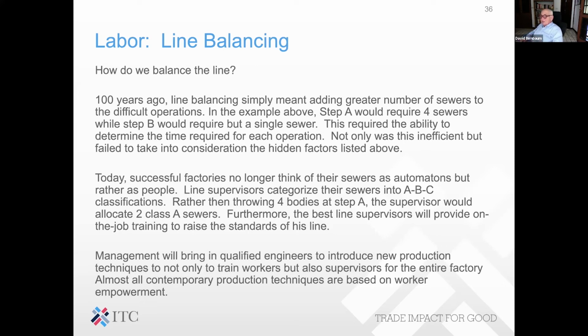Today, the factory no longer really should be interested in the number of bodies. The supervisor, the factory has to understand you're dealing with people. Once you realize you're dealing with people, you can understand that some people have better abilities than other people. In a factory, generally speaking, you have A class, B class, and C class workers. A C class worker is not so good. A B class worker is your average person. The A class worker is a superstar.